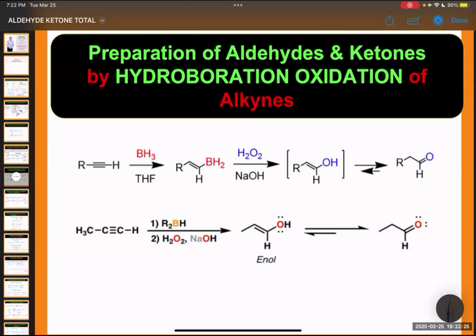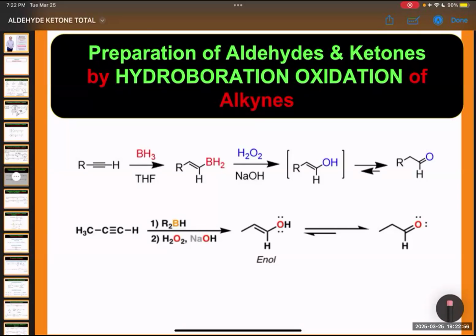But there is a way by which you can put the water outside the OH group on the outer carbon, and that is by hydroboration. Hydroboration actually was used to do the anti-Markovnikov addition of water. And if you remember, anti-Markovnikov addition of water on alkenes was by hydroboration followed by oxidation.